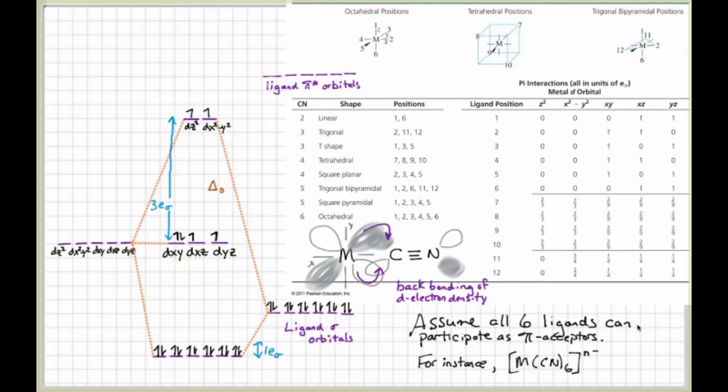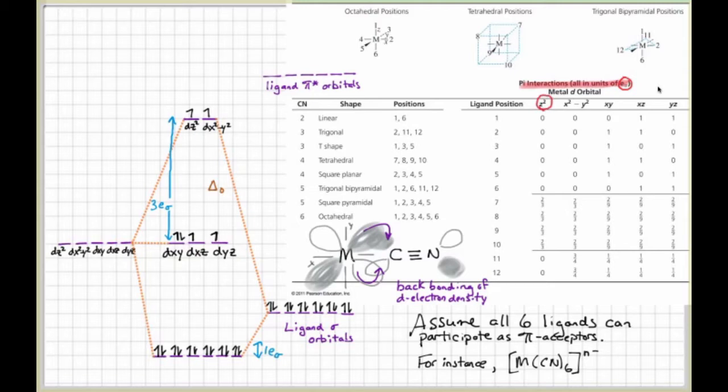So we're going in the exact order that I would have anyway, starting with sigma and then going on to pi interactions. If all 6 ligands can participate as pi acceptors, those pi interactions are going to have less overlap than the sigma interactions, and so they're given a different unit, E sub pi, and this is going to be smaller than the sigma interaction to take into account the smaller overlap of those orbitals.